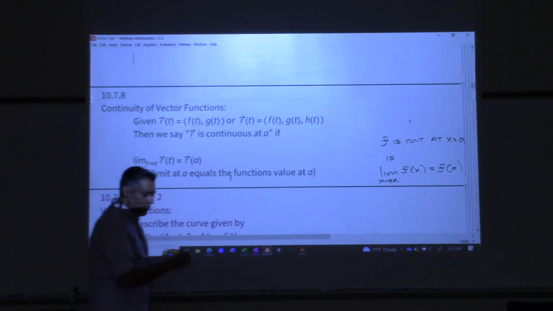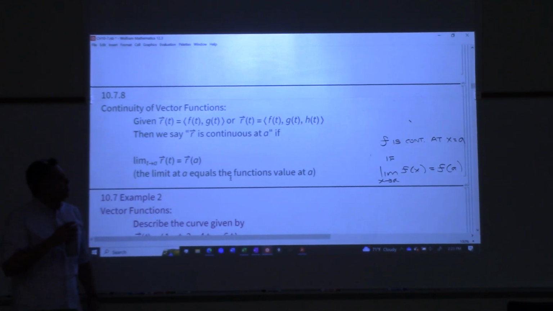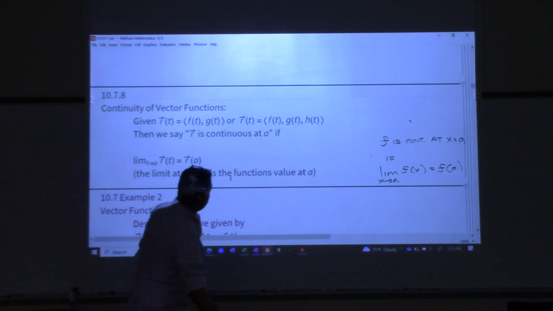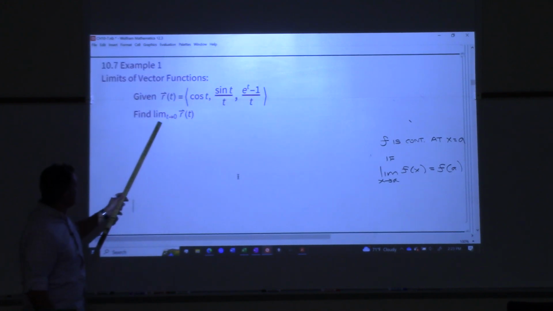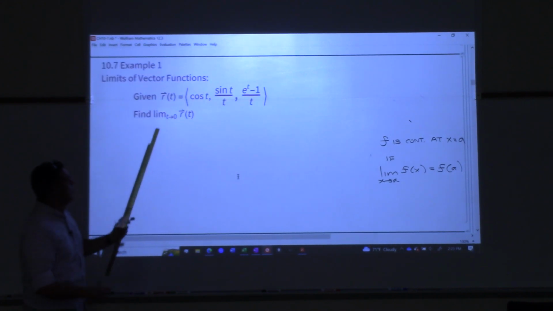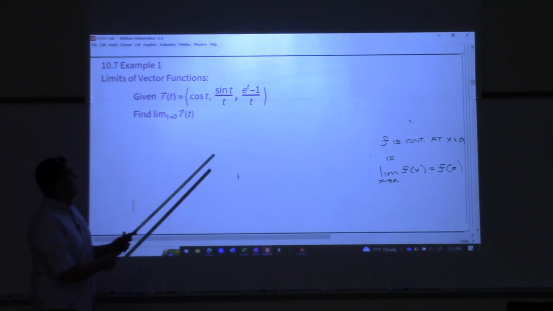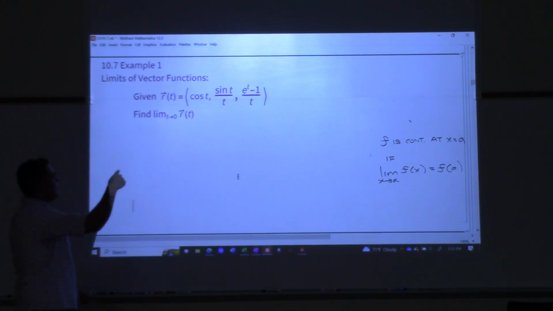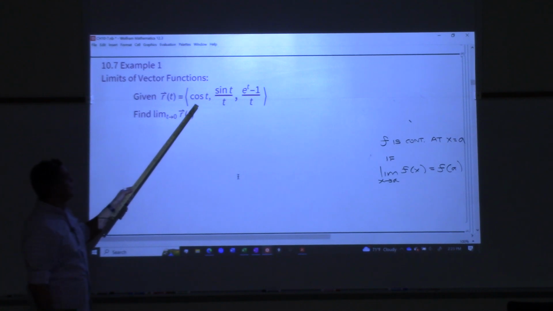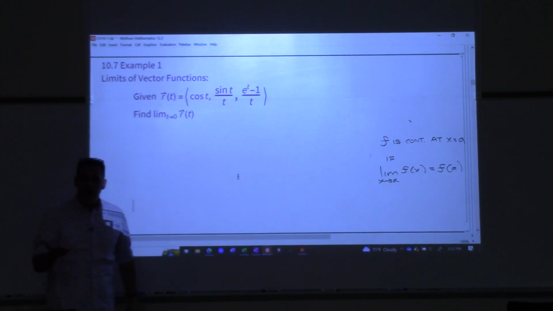Yes? If any of the components are unbounded or undefined, is the entire vector the same thing? Oh, good question. So let's take the one we just did. We're taking the limit as t goes to 0, right? Is this continuous at 0? No. Why? Well, the limit exists, right? What's the limit? We just found it, 1, 1, 1. But what happens when you try and plug 0 in? Not take the limit, but actually plug 0 in. You get 1, you get undefined, you get undefined. So it's not even defined at 0.